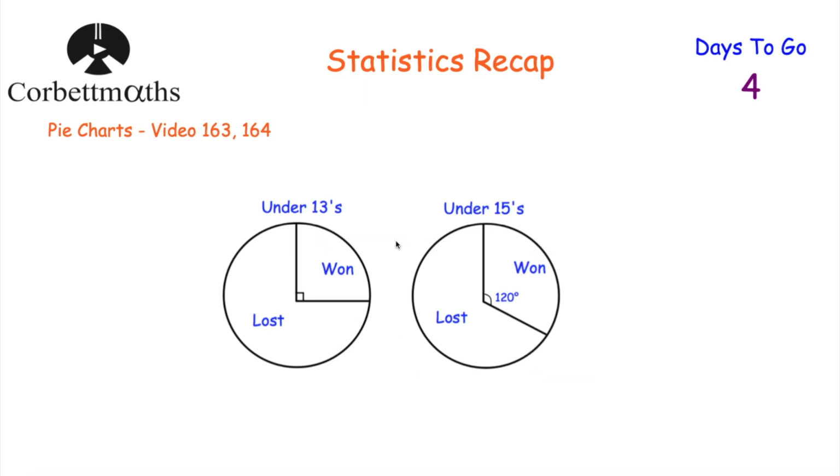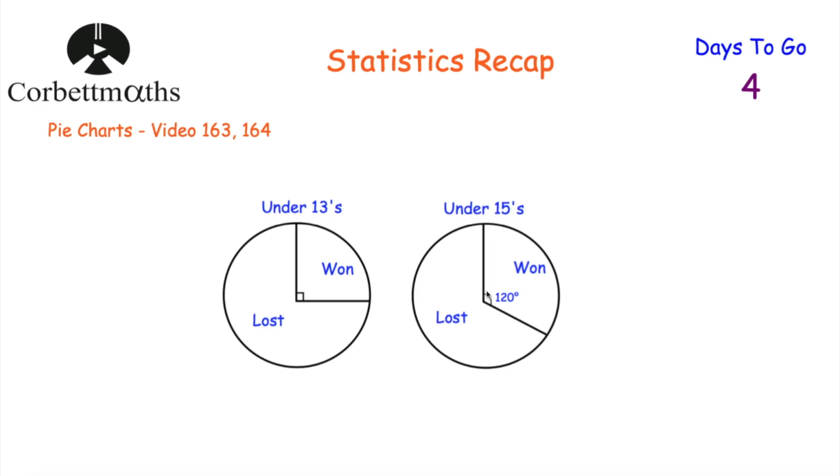In terms of reading pie charts, so here we've got 2 pie charts. We've got one for under 13s and one for under 15s. Now these are quite useful in telling us some information about the proportion of matches won and the proportion of matches lost. So in terms of the under 13s, they won a quarter of the matches and they lost 3/4 of their matches. And if you knew how many they played in total, you could work out how many they won and how many they lost.